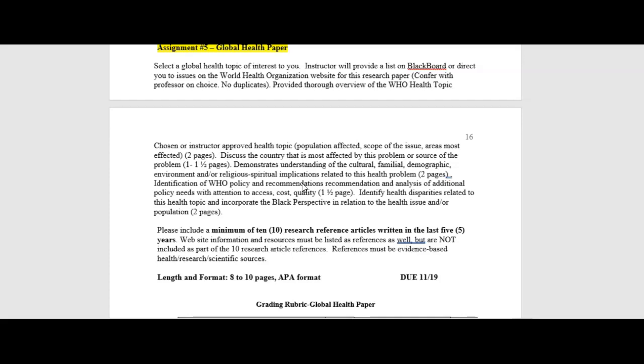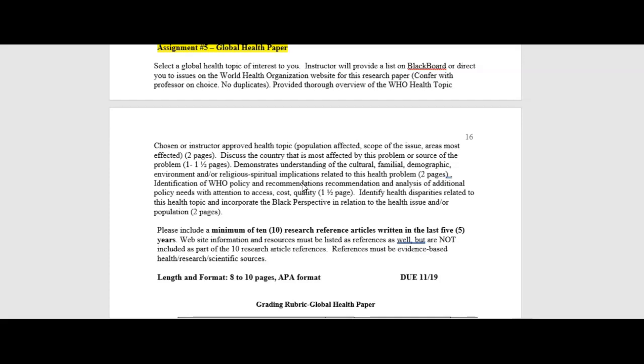Here I'm trying to get you to understand the pandemic from a global perspective rather than how we're dealing with it in the United States. I want you to write about any WHO policy recommendations and analysis of additional policy needs with attention to access, cost, and quality. Identify health disparities related to this health topic in the country that you selected and incorporate the Black perspective in relation to this health issue and or population.